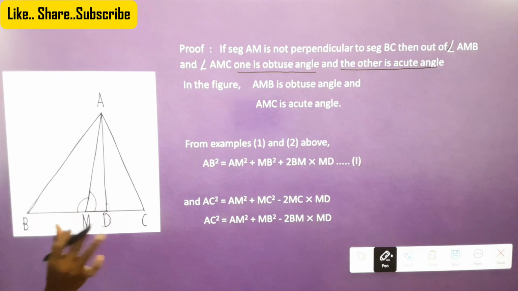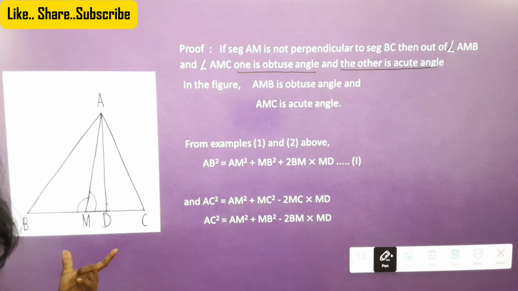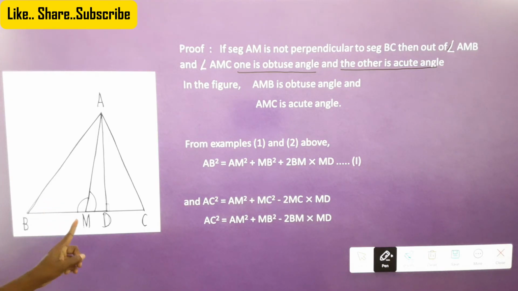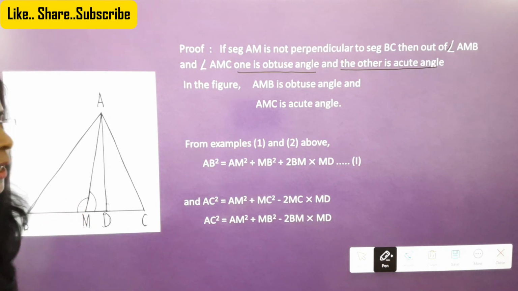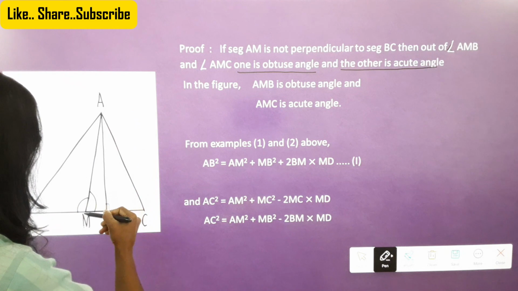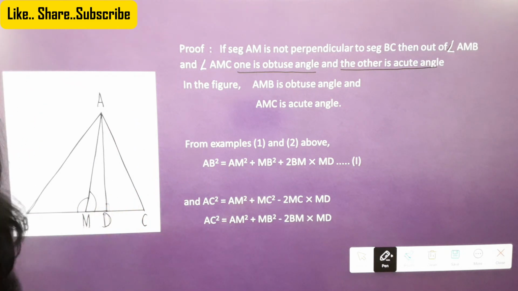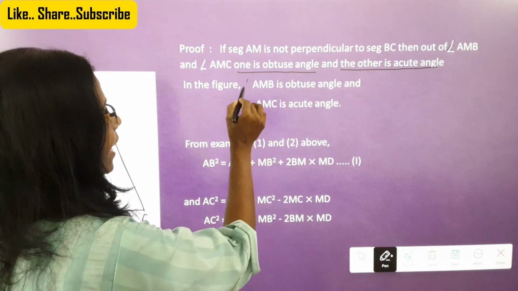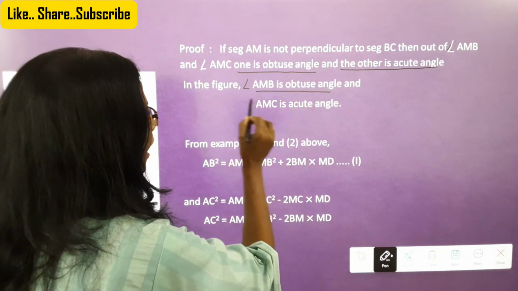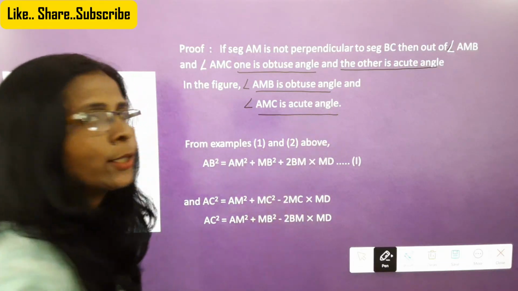Here is the concept, students: M is the midpoint of segment BC, and due to M two types of angles are made. The first angle, AMB, is the obtuse angle, and the second angle, AMC, is the acute angle.